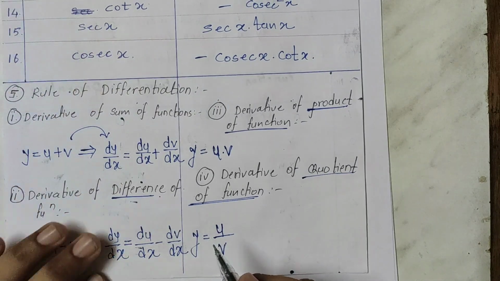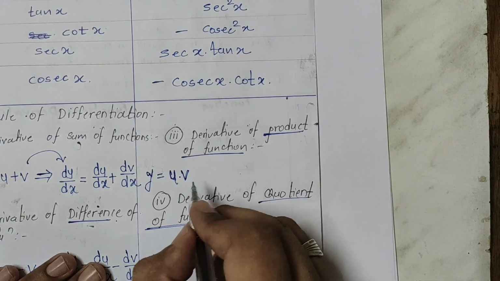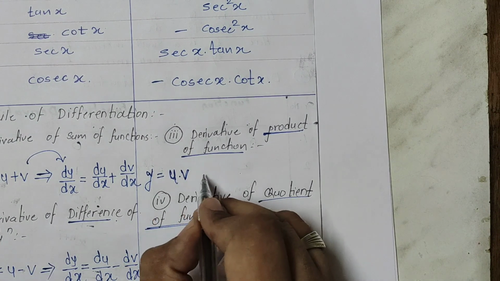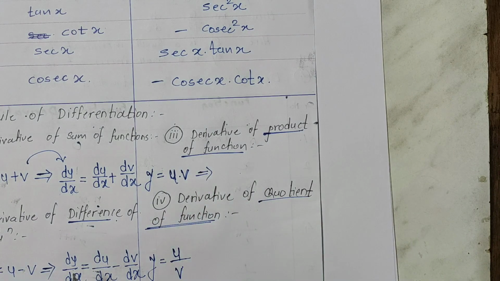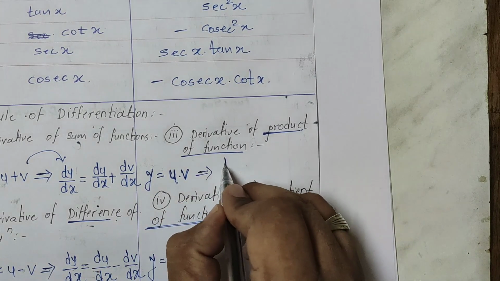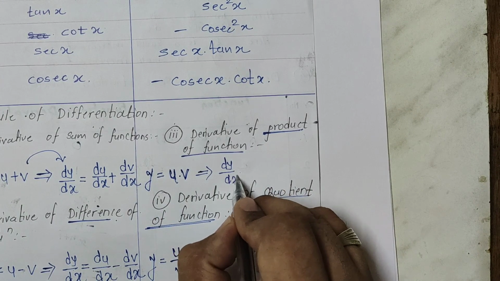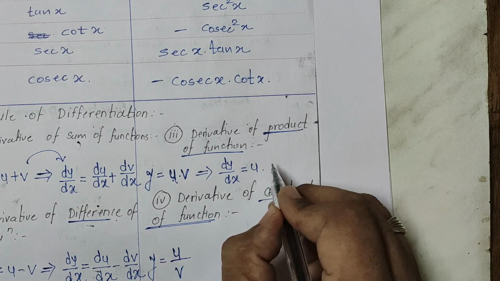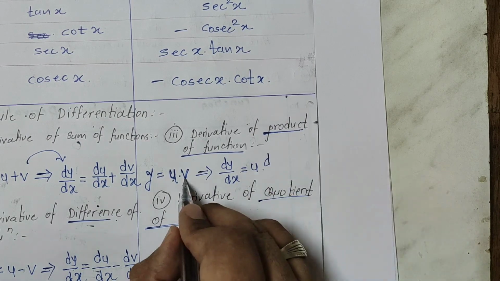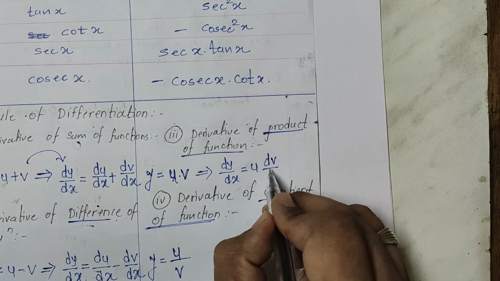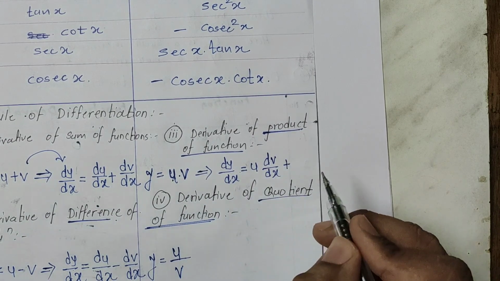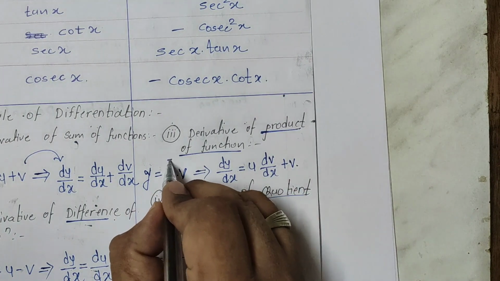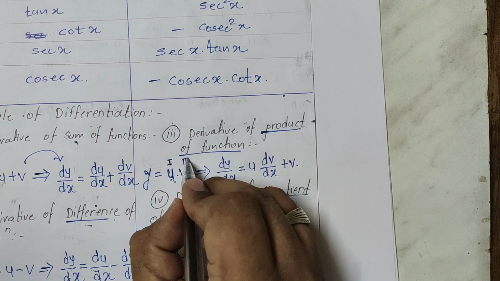Then the third one is very important. If the function is of the form y is equal to u into v, then how to find its derivative? Suppose y derivative dy upon dx is equal to first function as it is, u as it is, then take the second derivative. Which is second? V is second. Then dv upon dx plus v as it is, means second as it is. Here we take first function is u, second function is v.